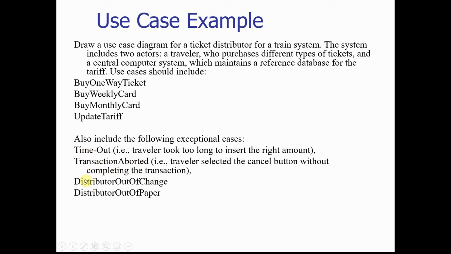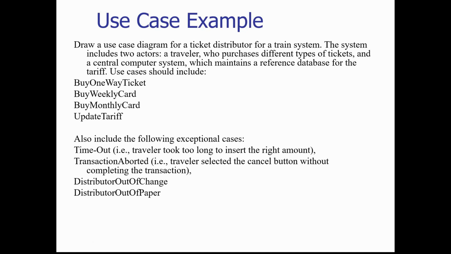So here we have 1, 2, 3, 4. We have 4 exceptional cases. You will see that these 4 exceptional cases apply to 3 purchase activities. So here we have 3 purchases, and each of them has 4 exceptional cases. So if you draw the use case diagram, you will see that there will be 3 times 4, 12 connections. That will be too much. 12 connections will make the use case diagram difficult to read.